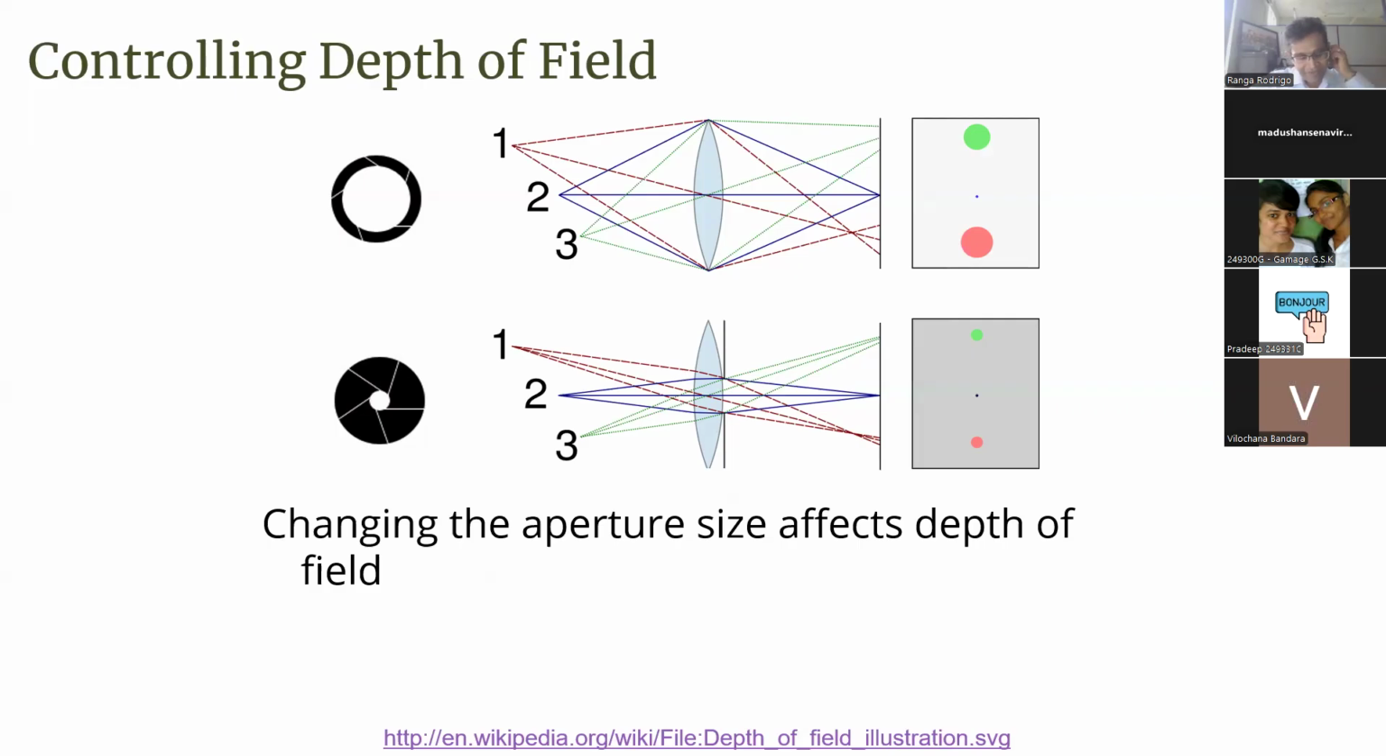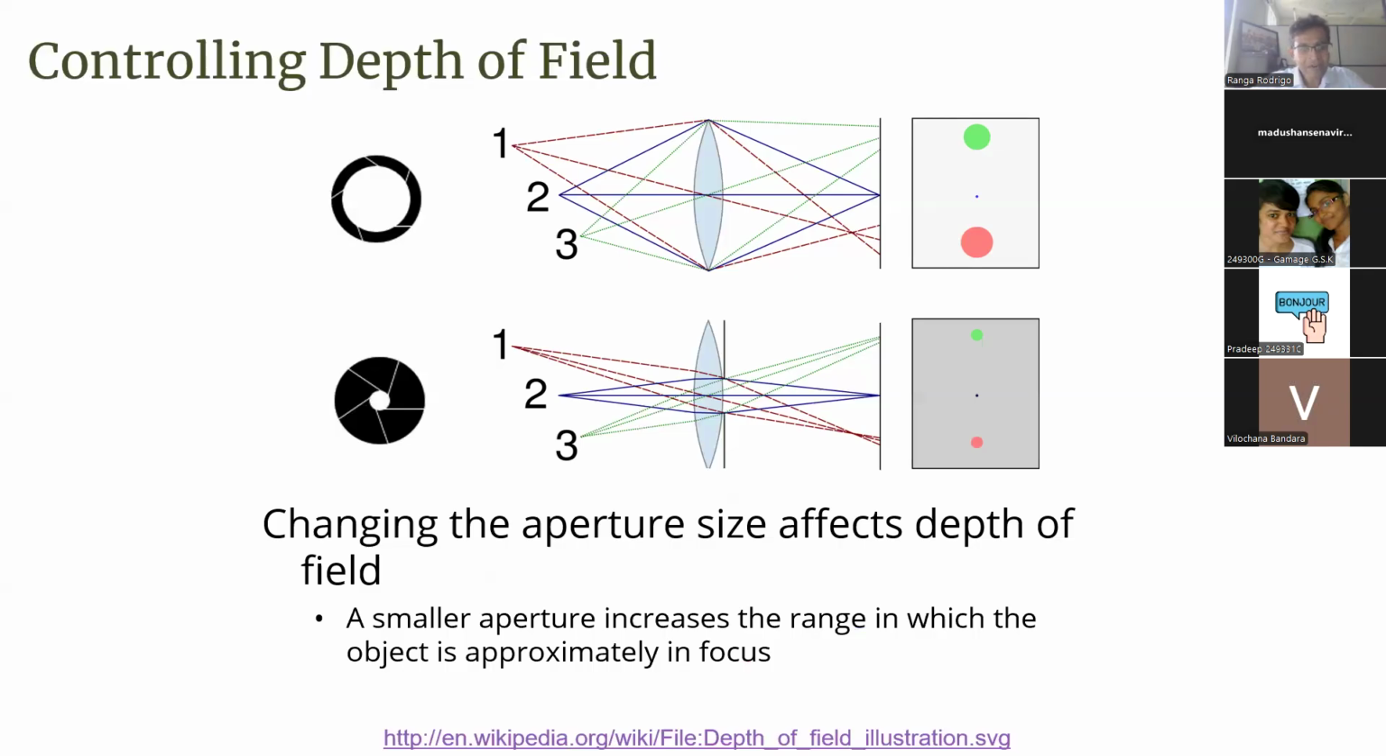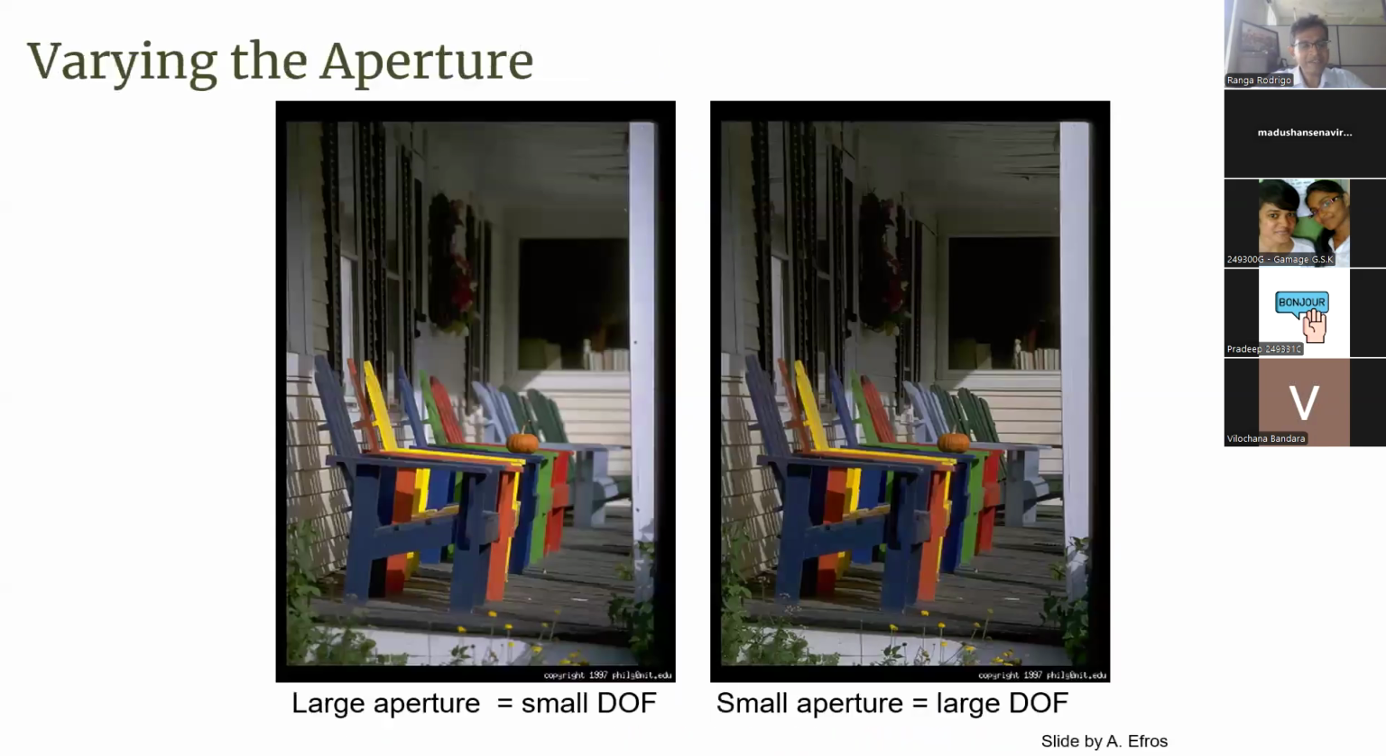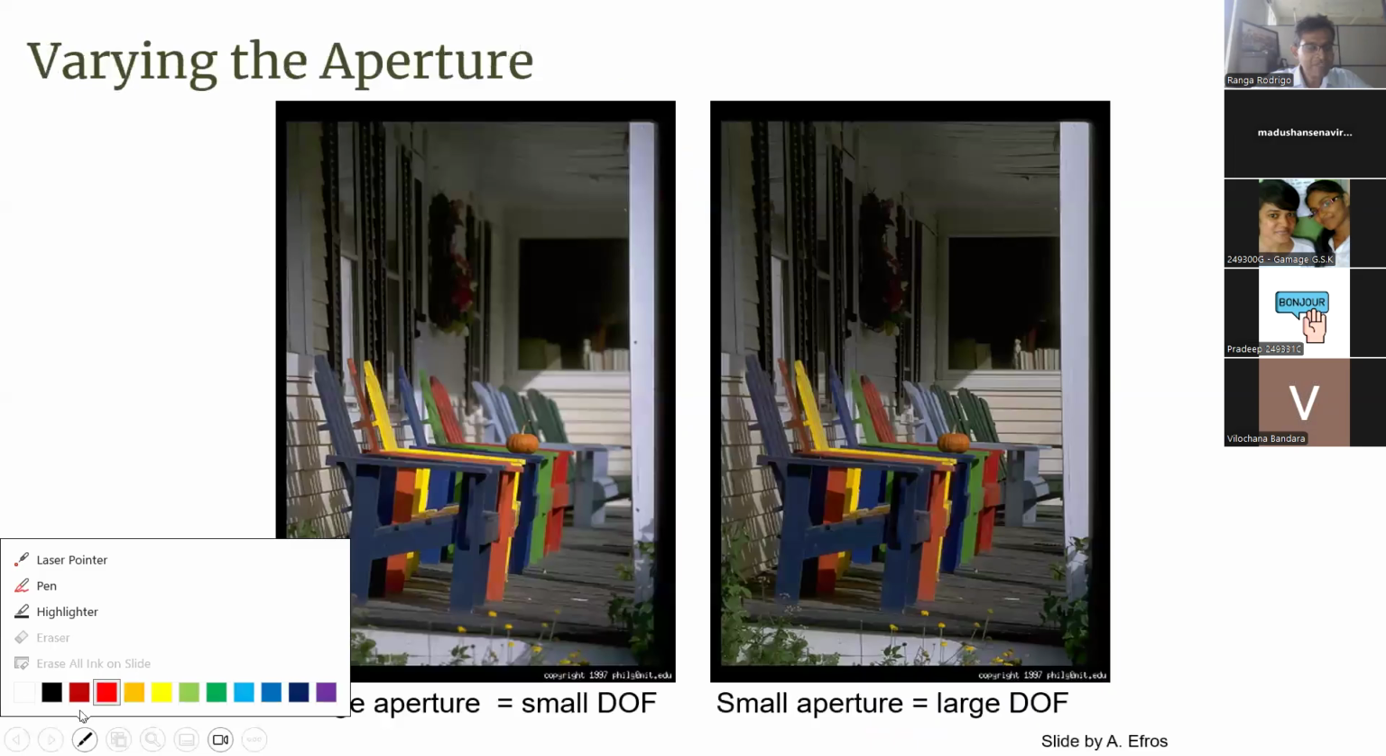The other thing that you can do, if you want to keep the aperture small, is to increase the ISO value. ISO means the sensitivity of the CCD sensor. If your ISO value is large, your sensor is so sensitive, then you can have enough sensation. But the problem is then the noisiness will be there because it is electronic amplification. So small aperture increases the range in which the object is approximately in focus, but small aperture reduces the amount of light, so you need to increase the exposure. This is called exposure, ISO value.